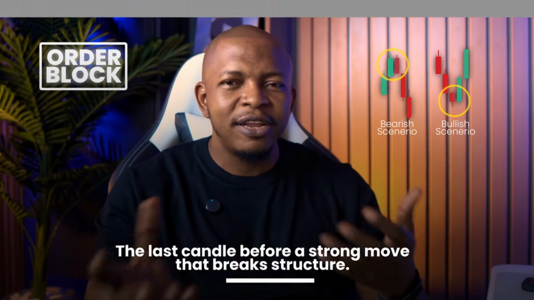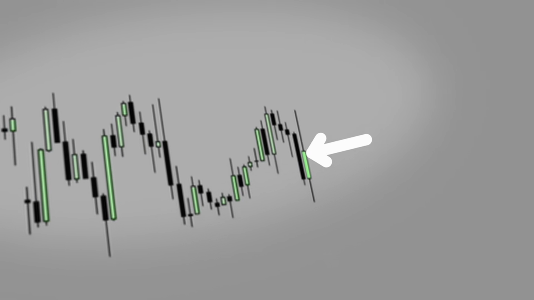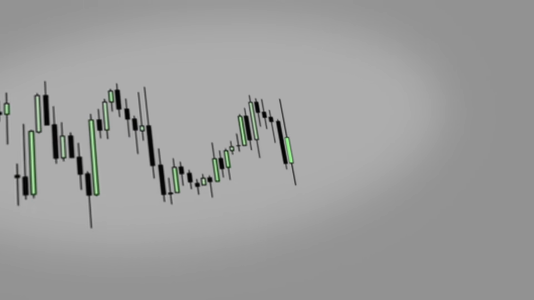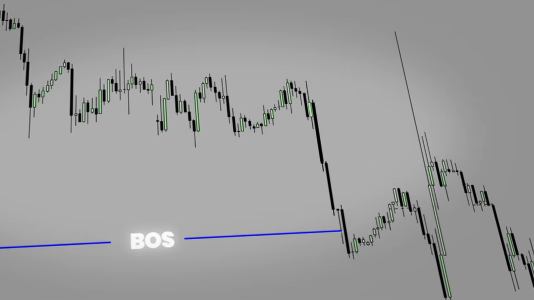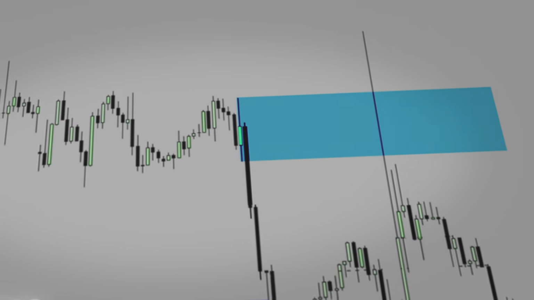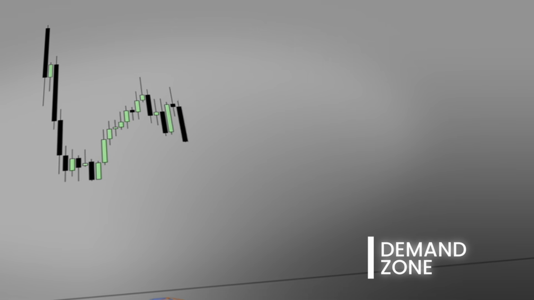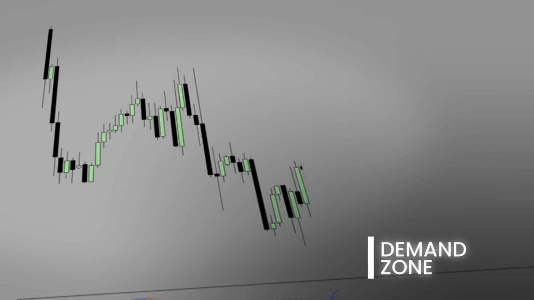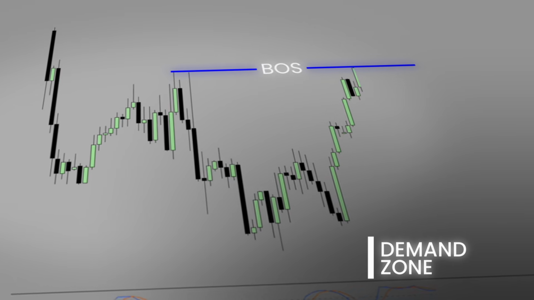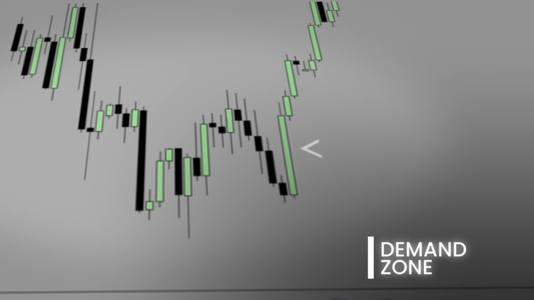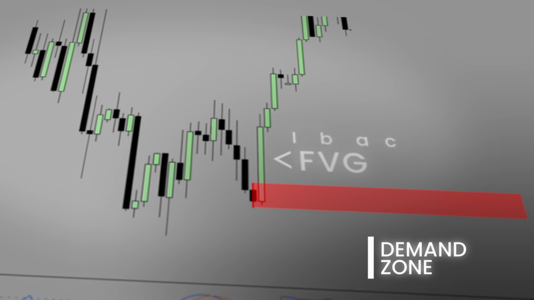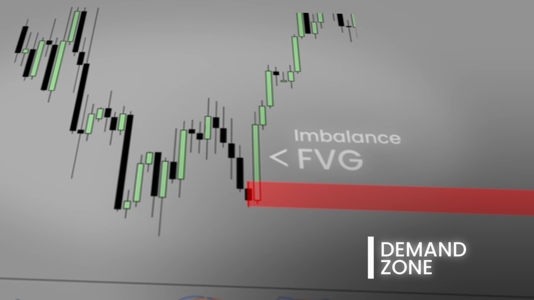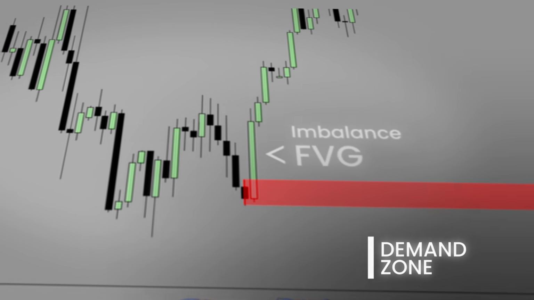Very important. Look at this scenario. Price is moving sideways. Then you see a small body candle, and right after that candle, price shoots downwards and breaks a new low. That candle is your supply zone. The opposite is true for demand: a small candle before a strong spike that breaks a high. Now, for this candle to be considered a valid supply or demand zone, a fair value gap, also called an imbalance, must exist between that candle and the next candle.